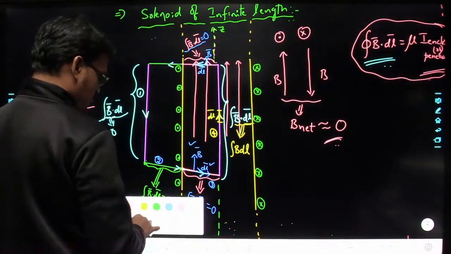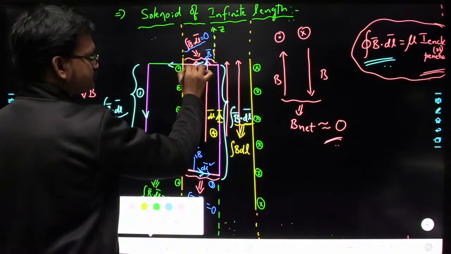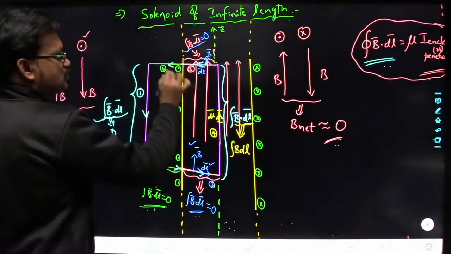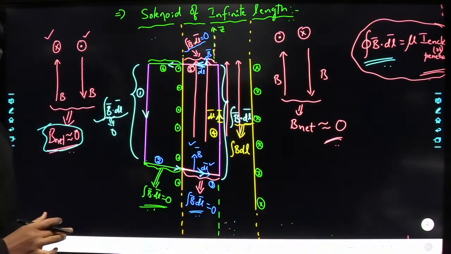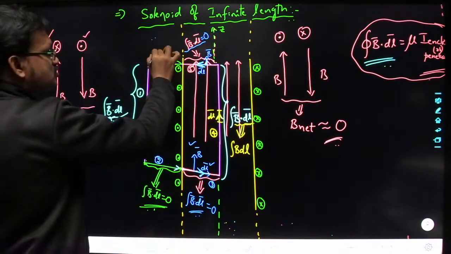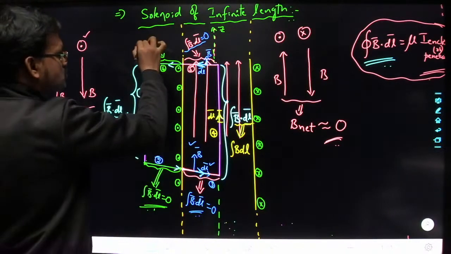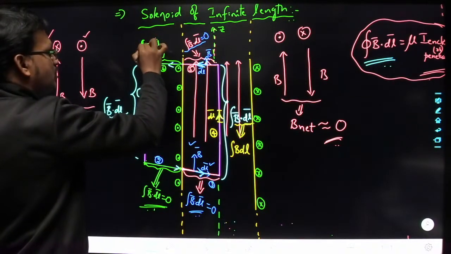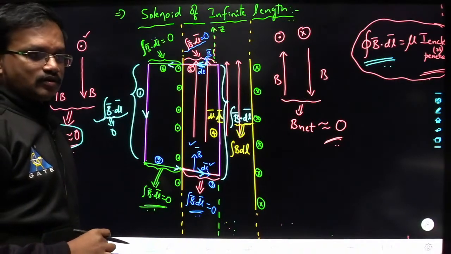Next, if you consider this section, let us name this section as 5, and this section as 6. So this section is present outside the solenoid, and outside the solenoid, just now we have seen that B field is equal to 0. So that means integral B bar dot dl bar is equal to 0. Understood?